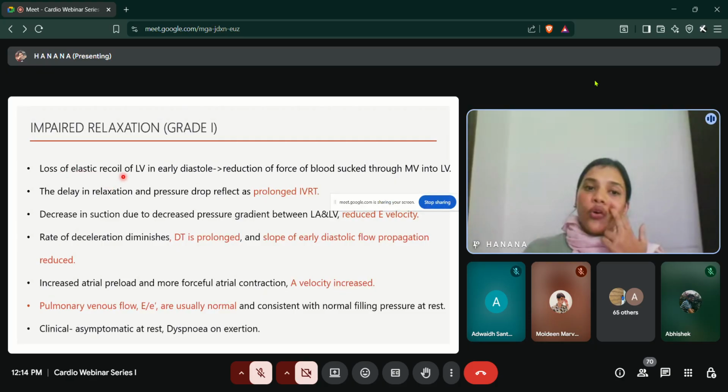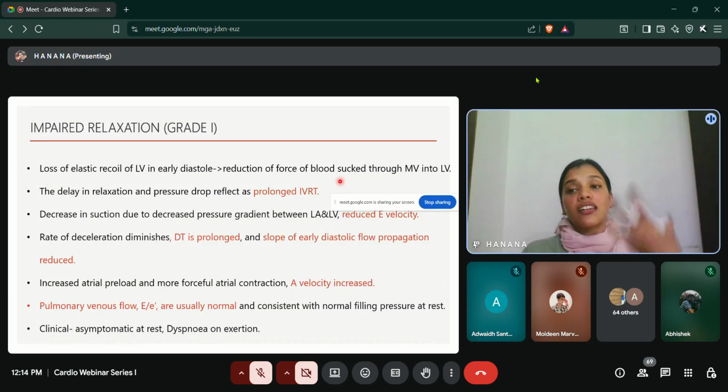So here there is loss of the elastic recoil of the LV during early diastole. The patient's LV is not relaxing very well, so there will be a reduction in the force with which blood is sucked into the LV through the mitral valve. Earlier we saw the pressure display where left atrial pressure exceeds the left ventricle very fast, so the blood is pushed into the left ventricle very fast as soon as the mitral valve opens.